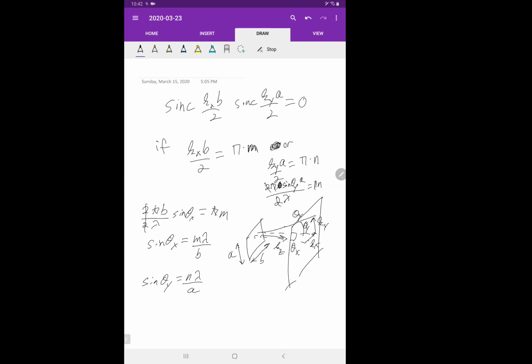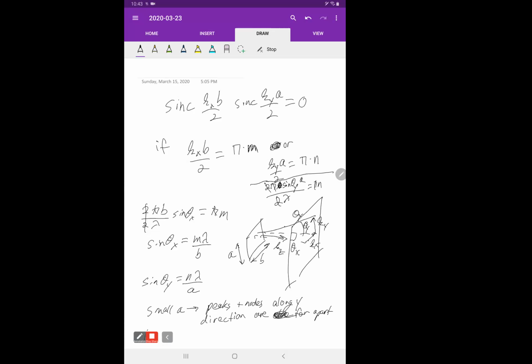All right, so we're left with sine theta y. The 2's cancel, the pi's cancel. We're left with sine theta y equals lambda over a. All right, so if a is small, then the peaks and nodes along the y direction are far apart, sorry, because a is in a denominator.